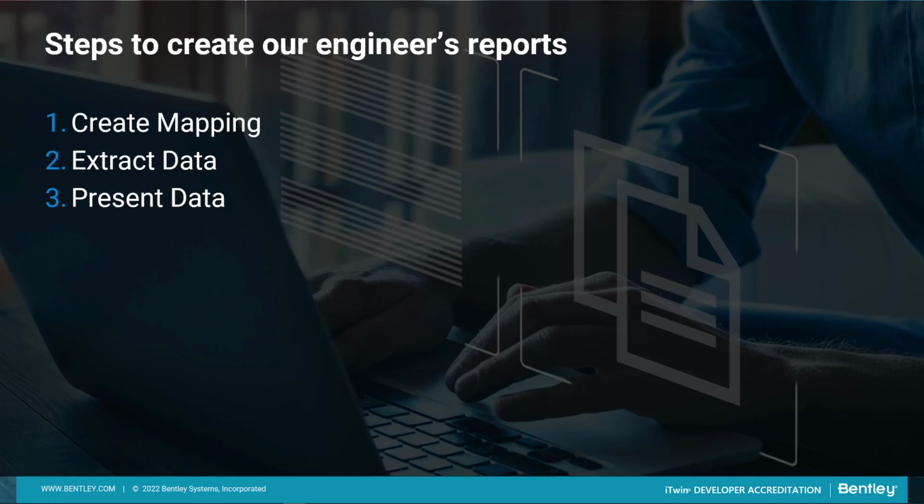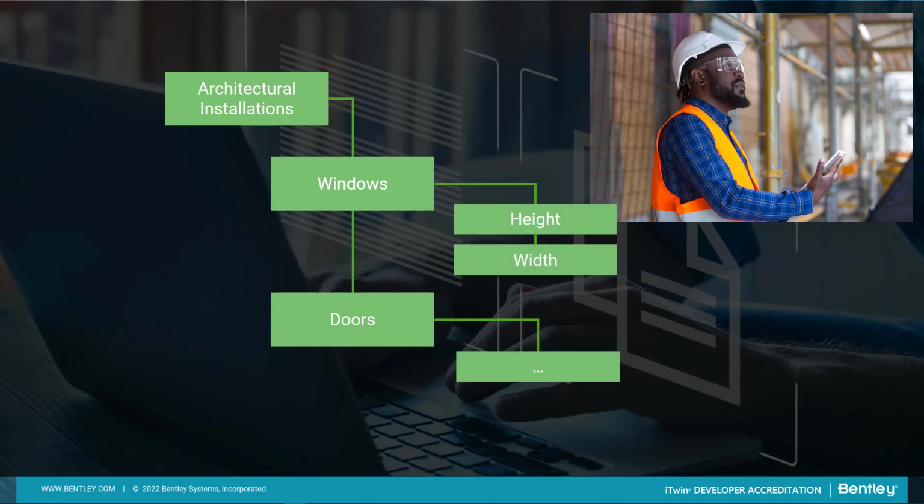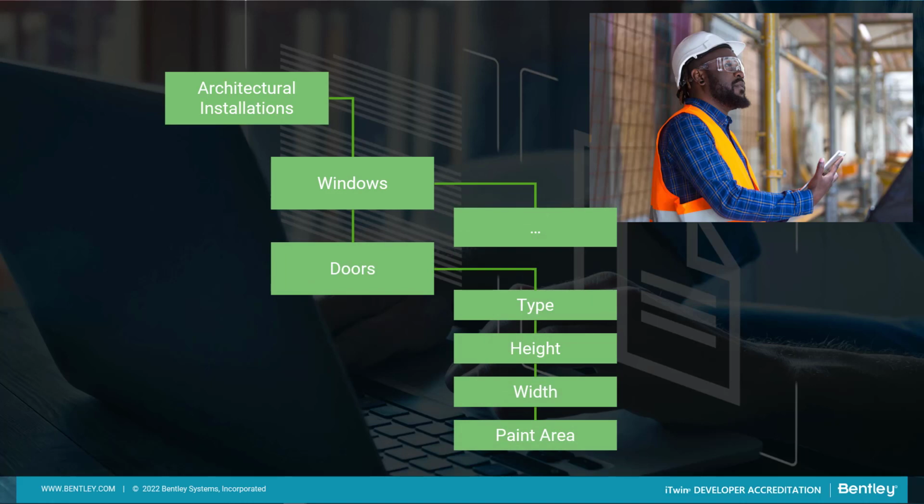The mapping we created for Paul is the architectural installations mapping, with its two groups, windows and doors. The windows and doors groups both have their own sets of properties. Now, let's jump into the application and see how we consume this mapping.